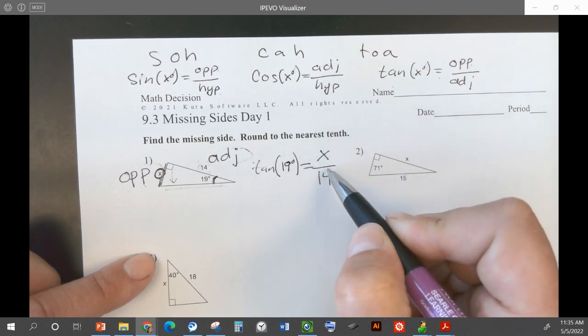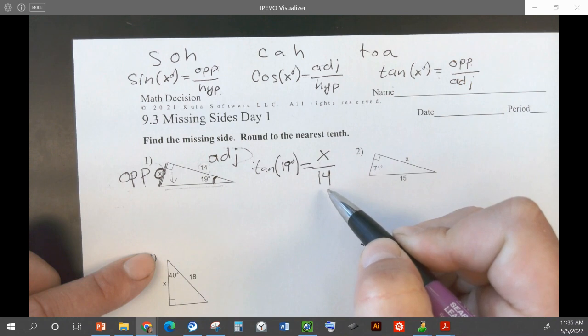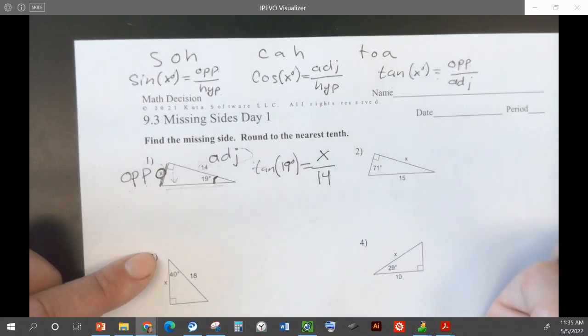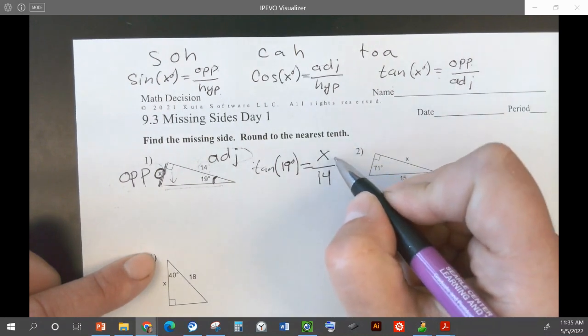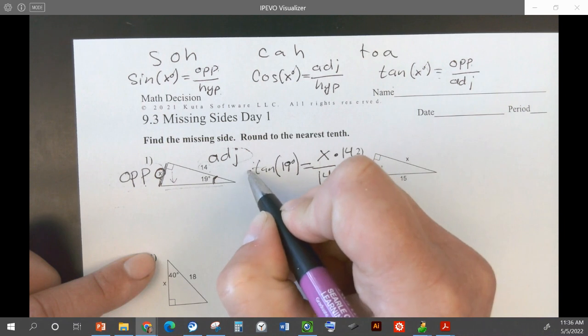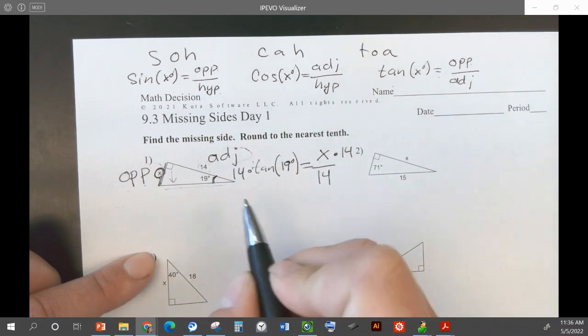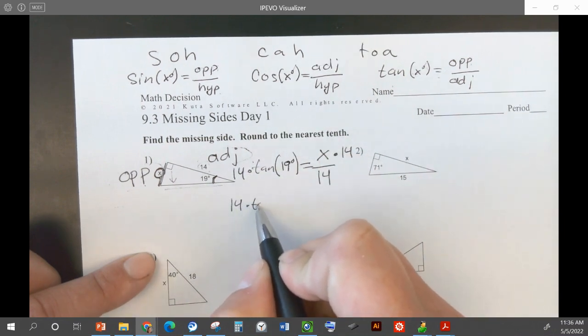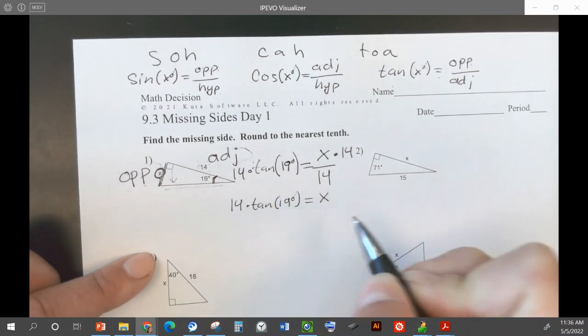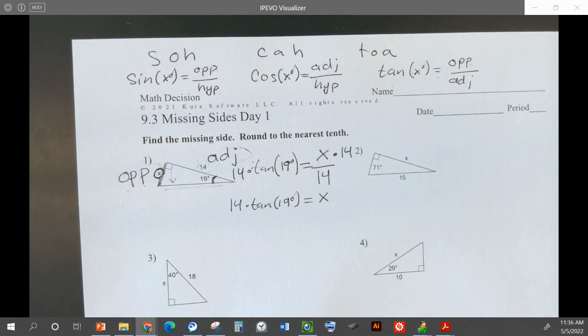We have x divided by 14. What's the opposite of divide by 14? Good, multiply by 14. So I'm going to do that. Multiply by 14 on this side. Multiply by 14 on this side. So 14 times tangent of 19 degrees is that side length that we're looking for.